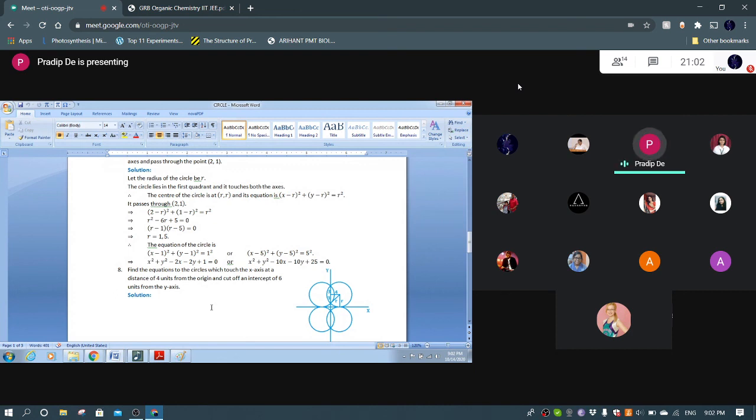Do it, and now you are in a position to solve the problems from ML Agarwal first exercise. Tell you which one.